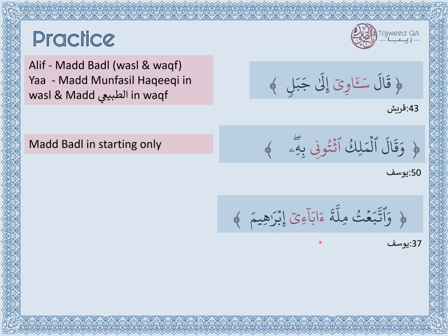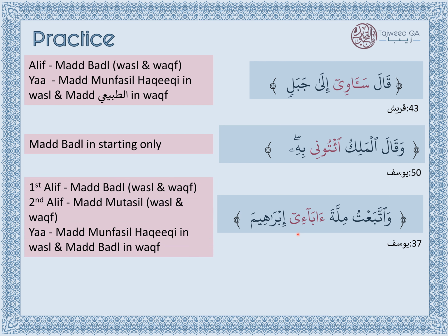So here we can see 3 mad letters. We have an alif at the beginning, we have an alif with a mad sign, and we have a ya with a mad sign. On the first alif we can see it's preceded by a hamza and there's no mad sign, so therefore it's mad badal in wasl and waqaf.